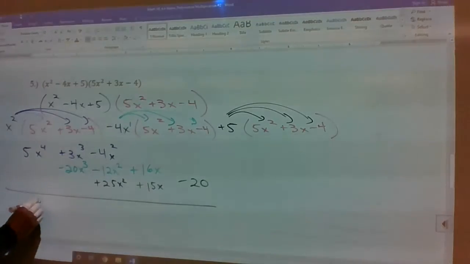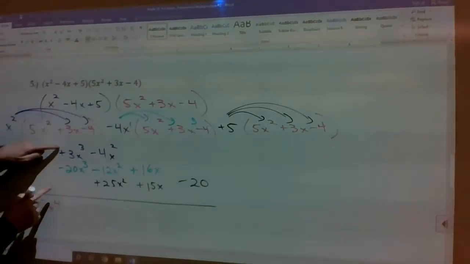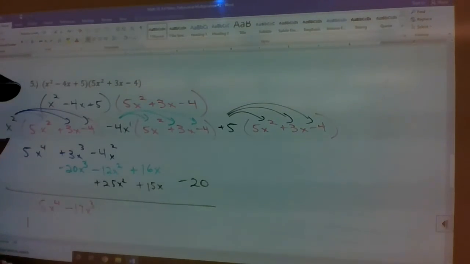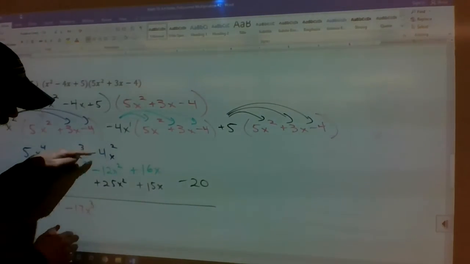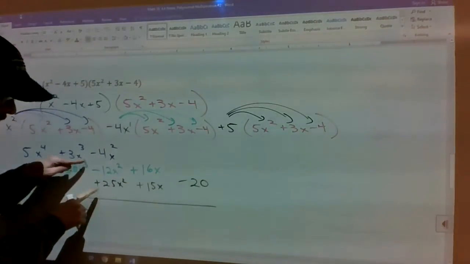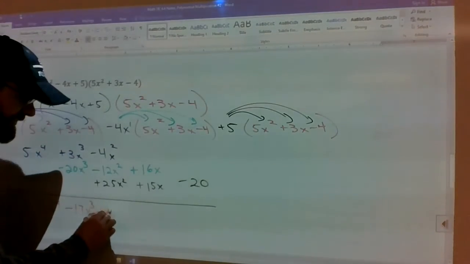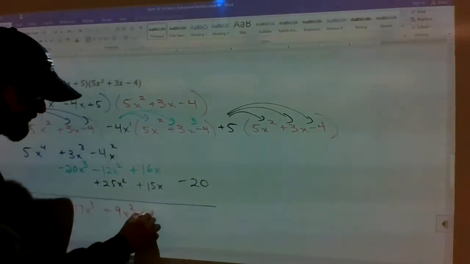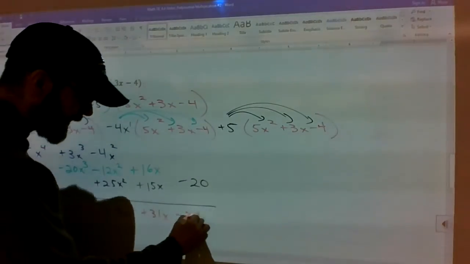So 5x to the 4, it is what it is. 3 minus 20 is negative 17x cubed. Okay, so I got negative 4 minus 12. That's going to be negative 16. Plus 25 is going to be positive 9x squared. And this one's going to be plus 31x, and this one's going to be minus 20.